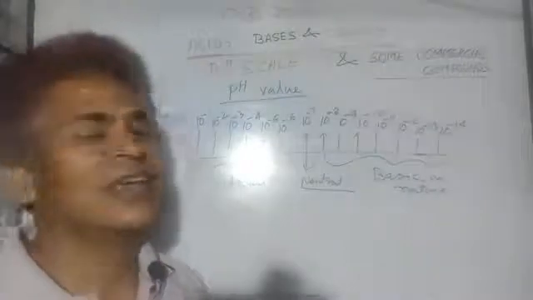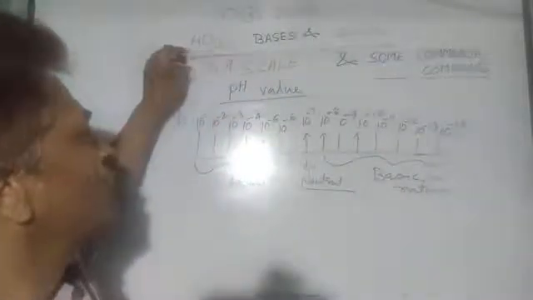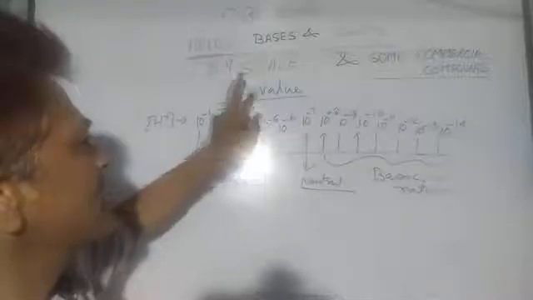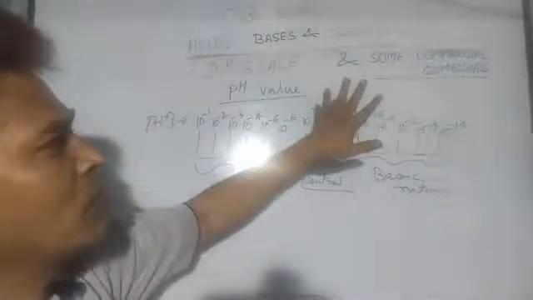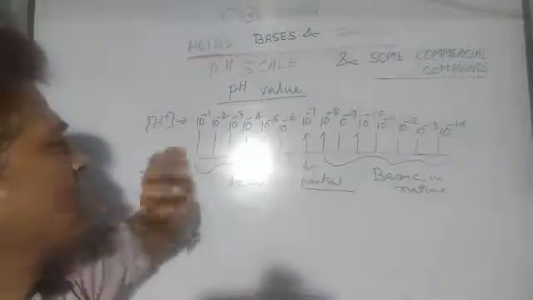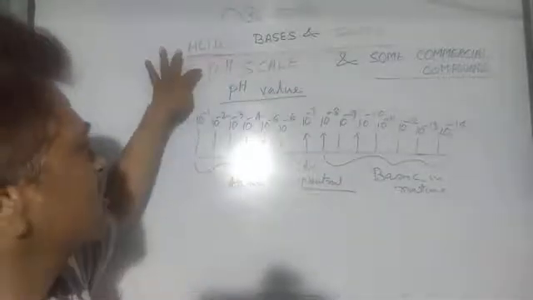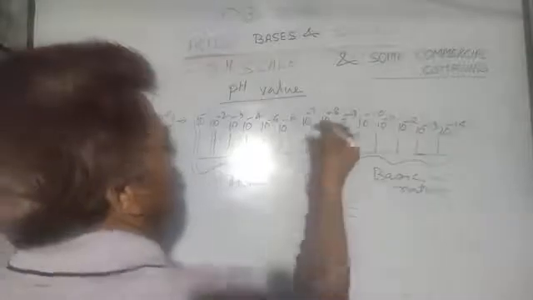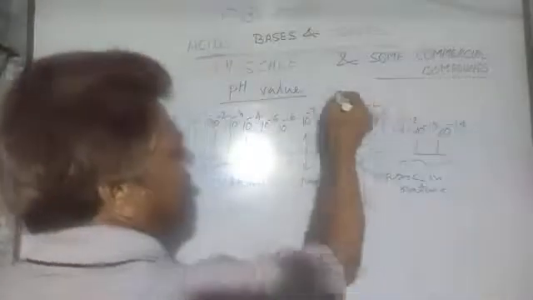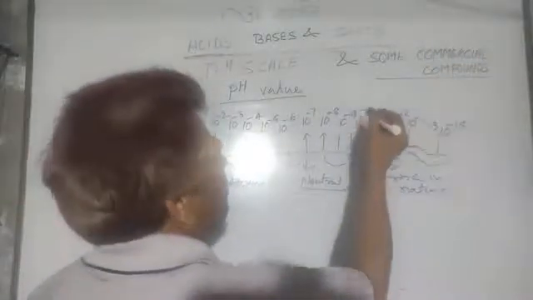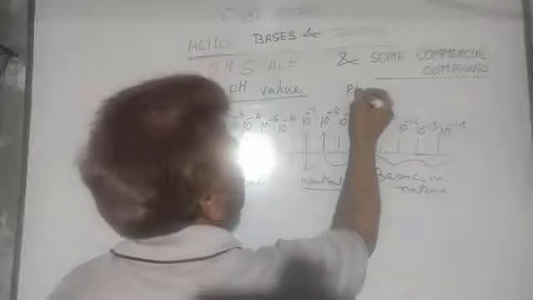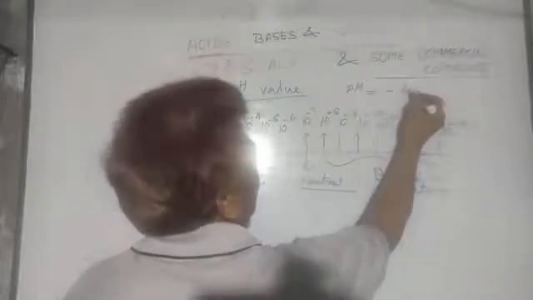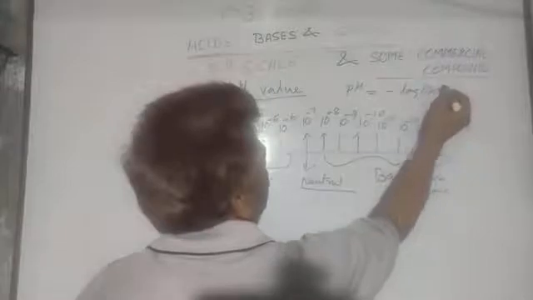Om Shanti. Now I am going to discuss the numericals related to pH value and some commercial compounds. In the previous video I have already discussed the pH scale and pH value. So all of you know the pH value definition. It is defined as the negative logarithm of hydrogen ion concentration. That formula is pH equals minus log [H+], where [H+] means hydrogen ion concentration.